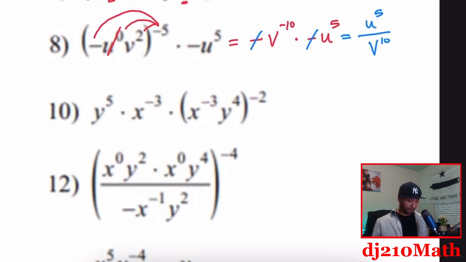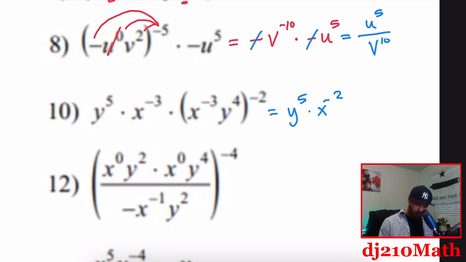All right, number 10. Okay, y to the 5 can't do anything. x to the negative 3 can't do anything. So for the moment, those are just there. All right, negative 2 will apply to the negative 3. Negative 2 will apply to the 4. So this is going to be x to the negative 2 times negative 3, positive 6. y, 4 times negative 2 is negative 8.